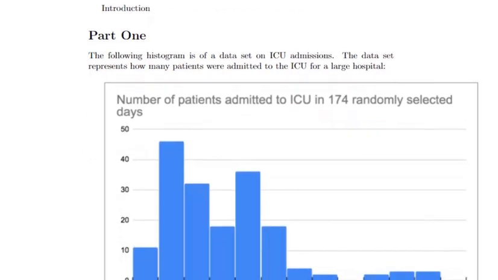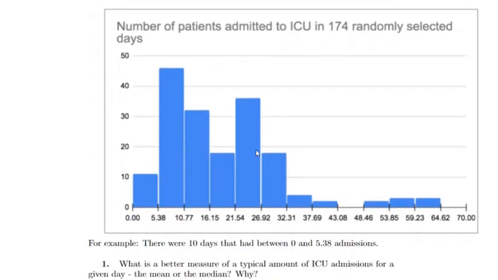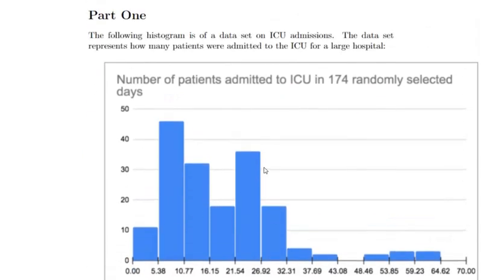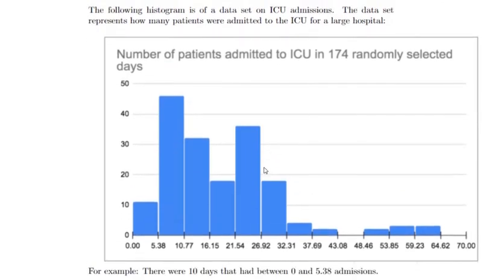Okay, so for the problem of the week this week, we're dealing with this data set, and I can't remember. It's been a while since I made it. I think it might be a real-world data set for a hospital. So what the numbers are saying is that between 0 and 5.38, there were 10 days where they had between 0 and 5 patients in the ICU.